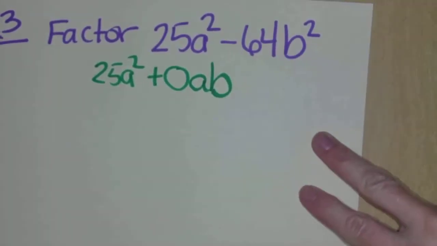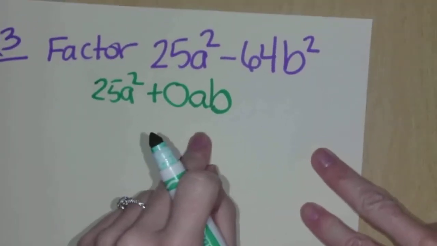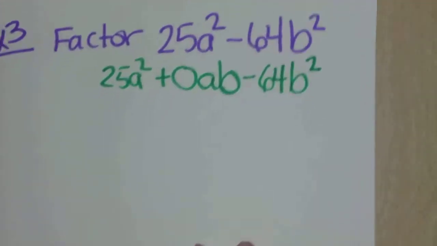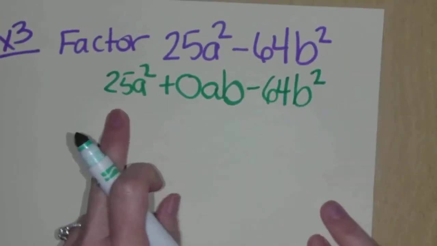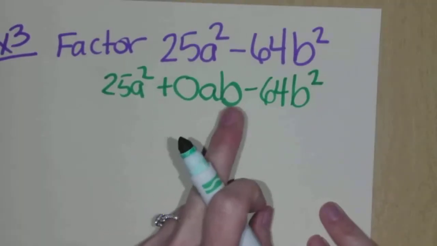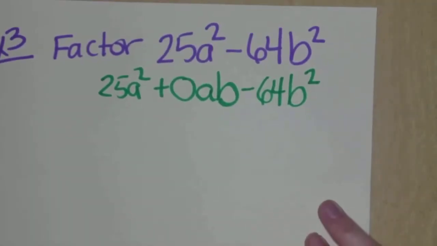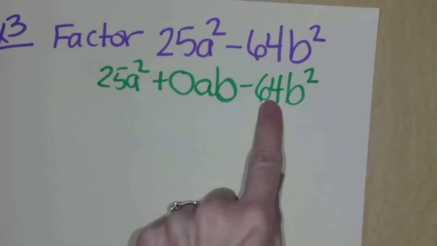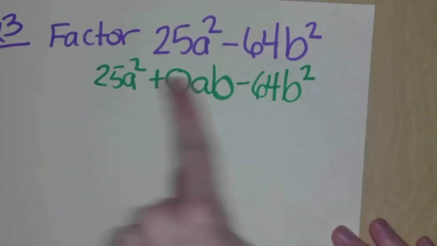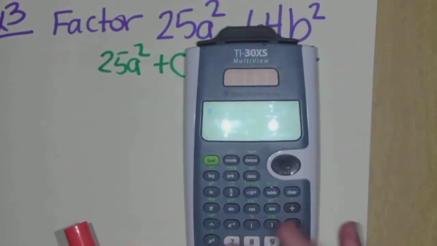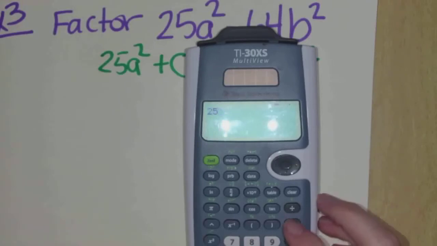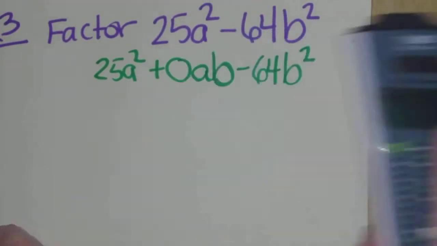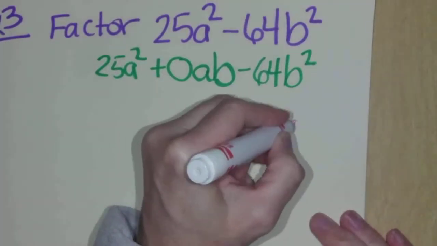I'm going to write them both with the 0, and I'll show you a little bit more of why that is later. Minus 64b squared. Okay, so 25a squared plus no ab's minus 64b squared. Okay, so now we're going to take 25 front times negative 64. If you take 25 times negative 64, and you can do that, I actually did it by hand earlier, but I'll show you here, 25 times negative 64, you get negative 1,600. So that's going to come here.